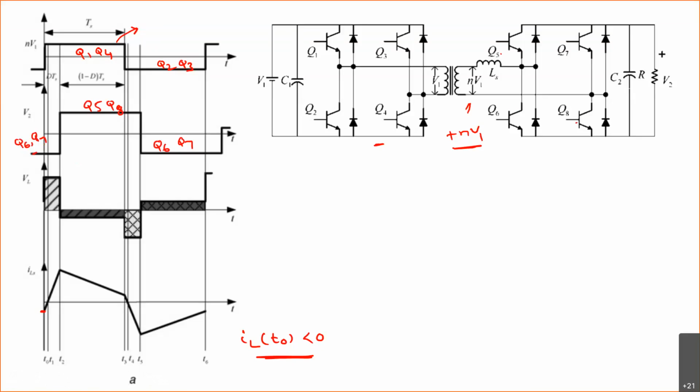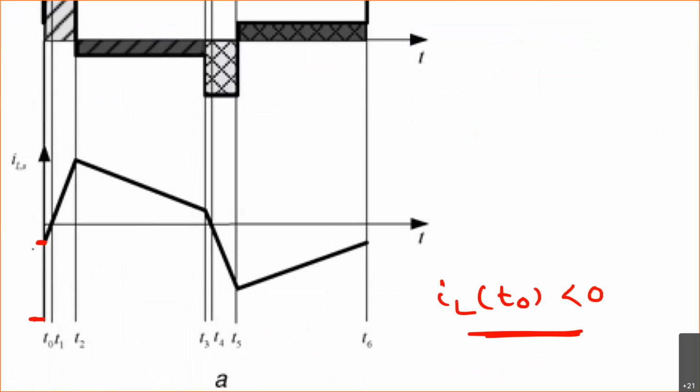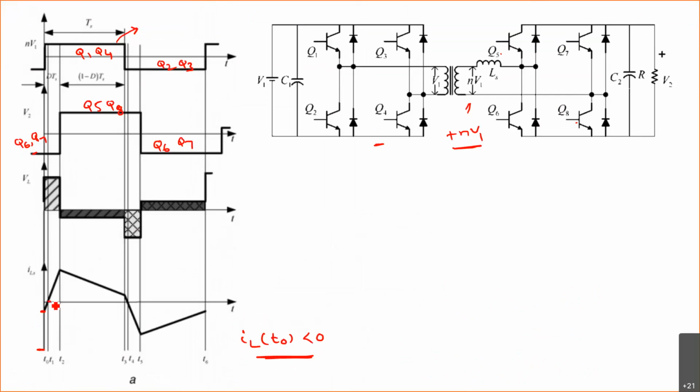So this is the initial point. This is t0 and this is the t1 point, where the inductor current touches 0. So we are talking about the t0 to t1 period.